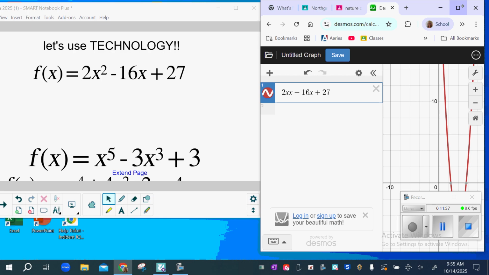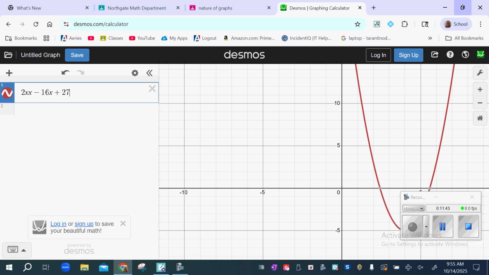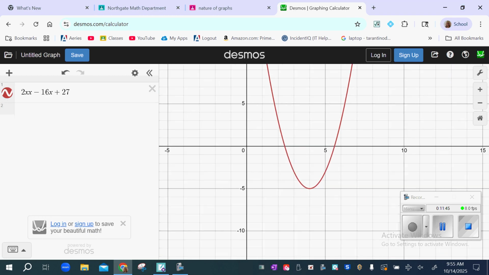Okay, here comes the hard part. You ready? Oh, it's so hard. You are going to label, you're going to list all of the important critical points. And guess what? If you touch the graph, Desmos gives them to you. That's why we love Desmos.